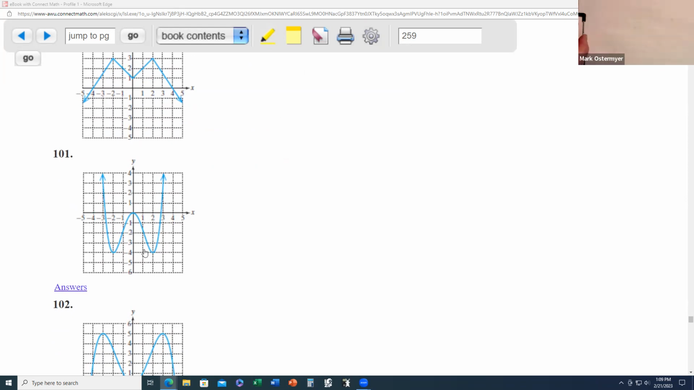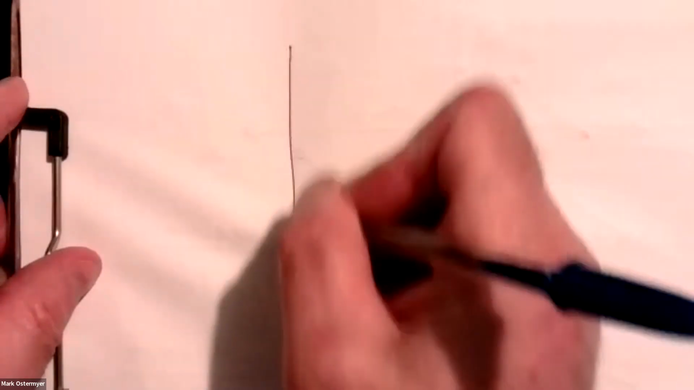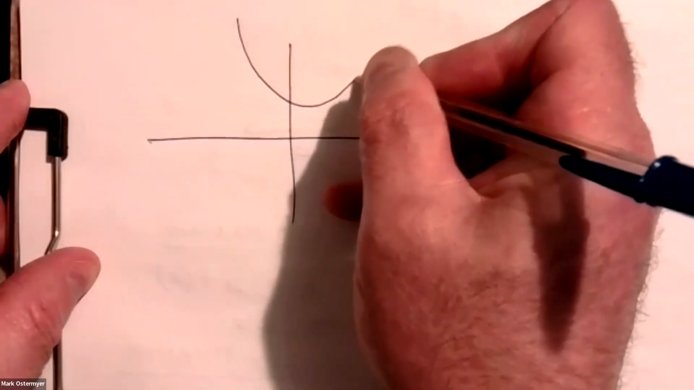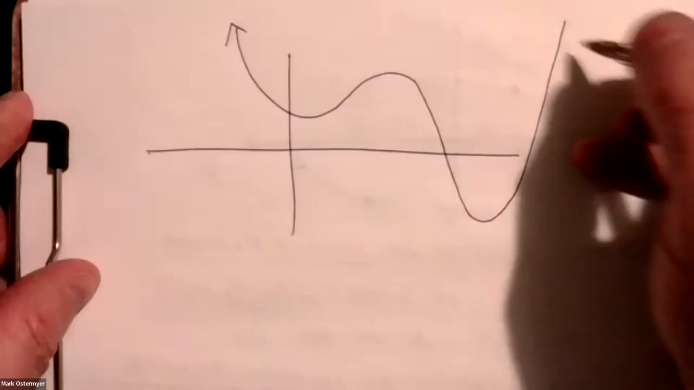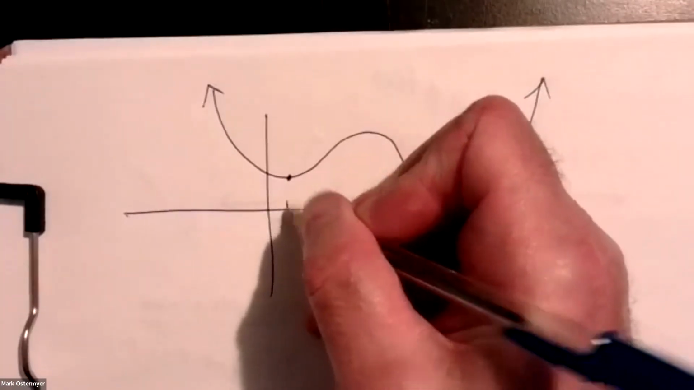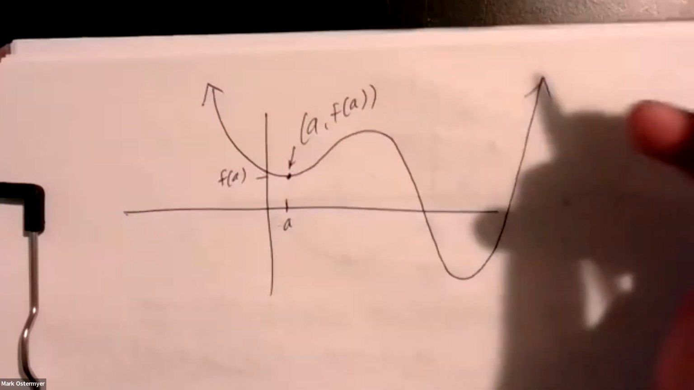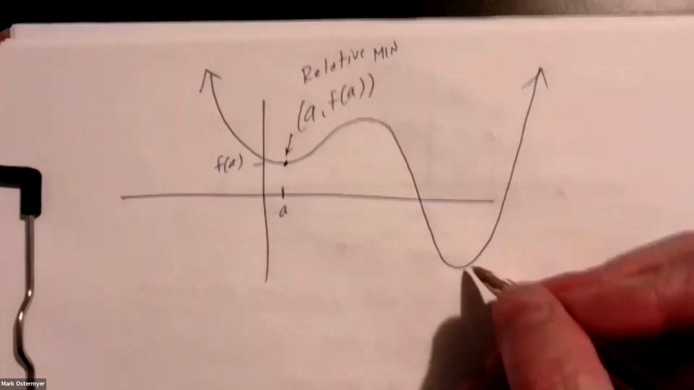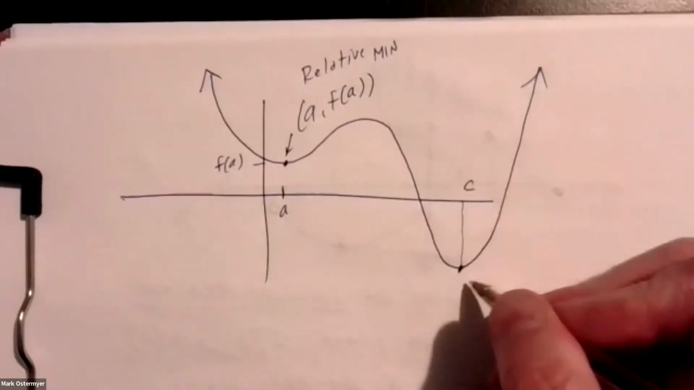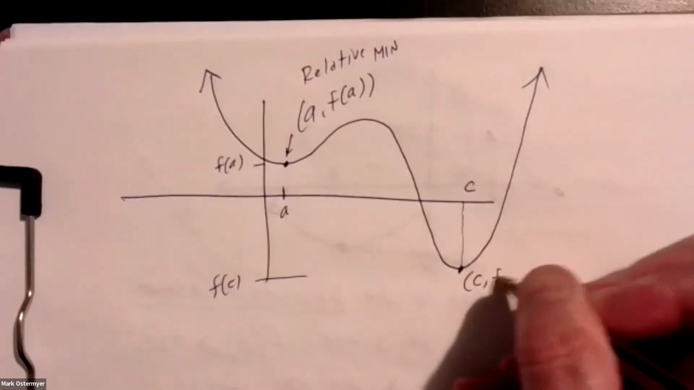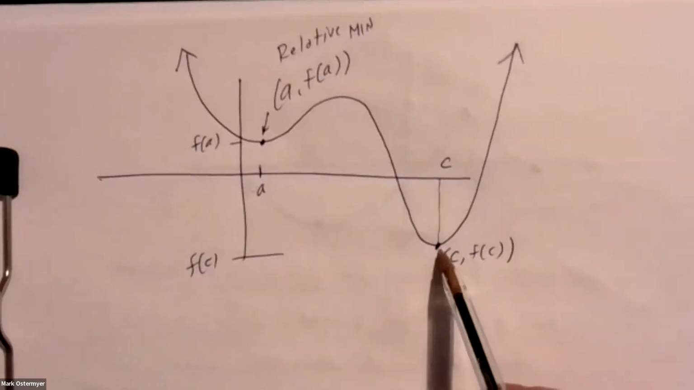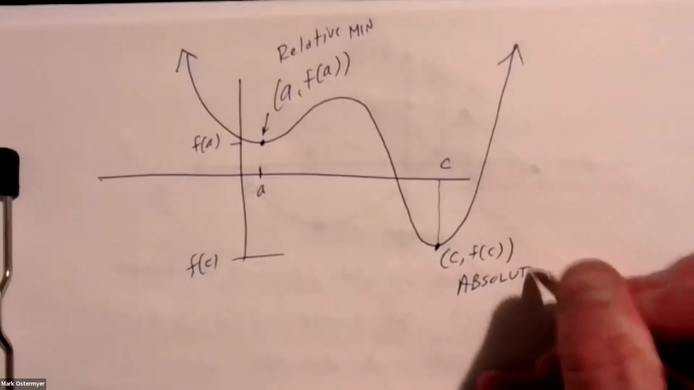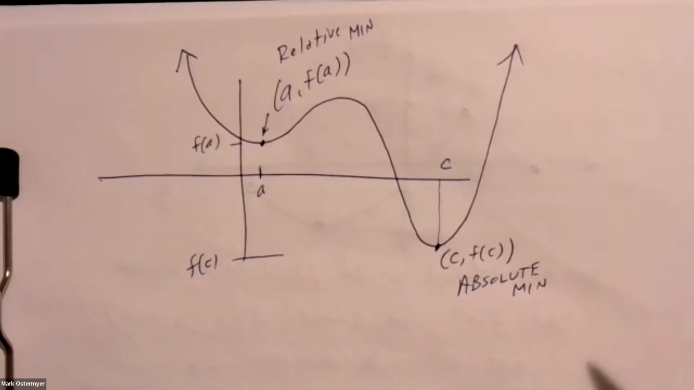So, for instance, let me show you this example here. If you have the graph of this function, this point here, (a, f(a)), is a relative minimum, but it's not an absolute minimum, because the absolute minimum would be down here. This point here, (c, f(c)), is an absolute minimum. It's also a relative minimum, but it's absolutely the lowest point on the graph. There is no point lower than that point. Does that answer your question? Yeah. Okay.